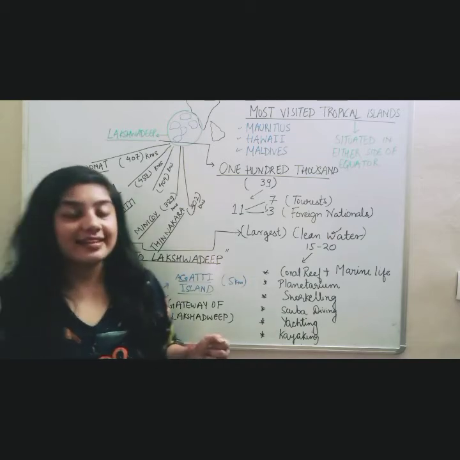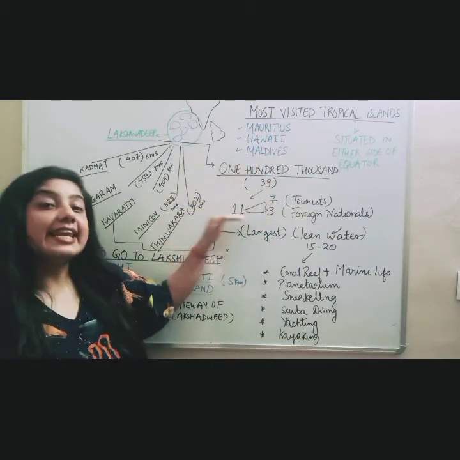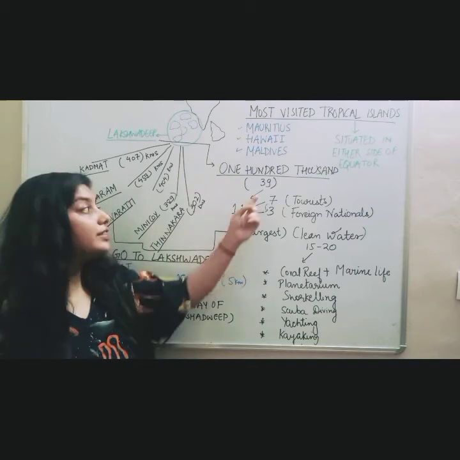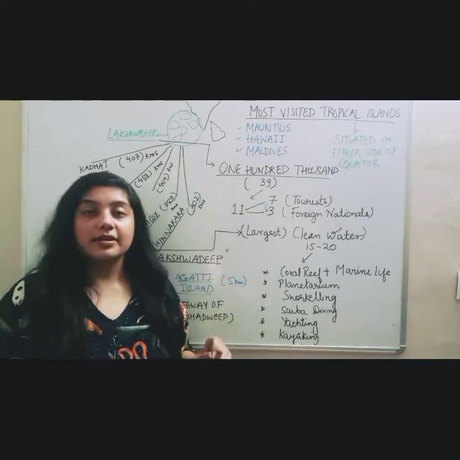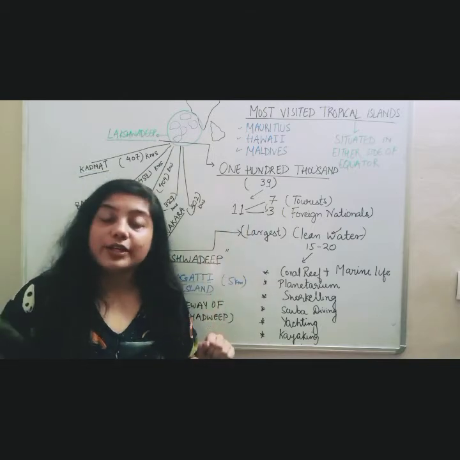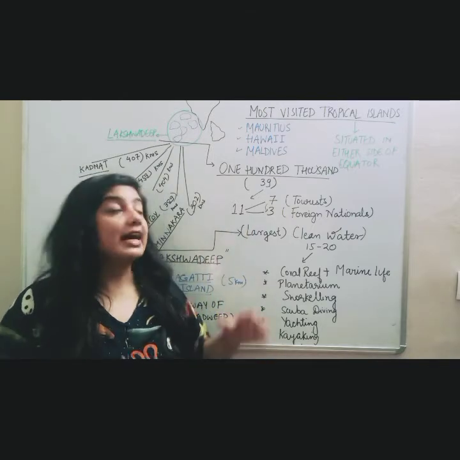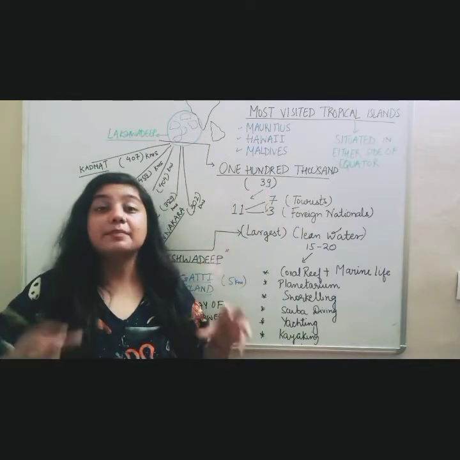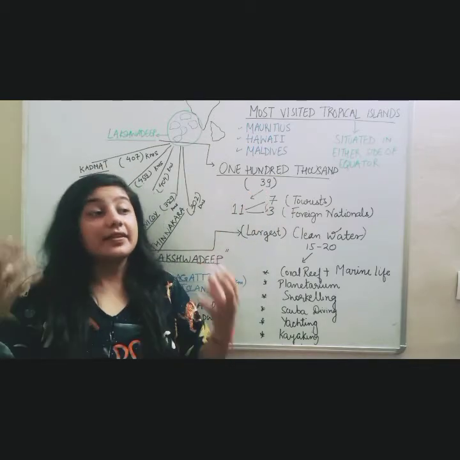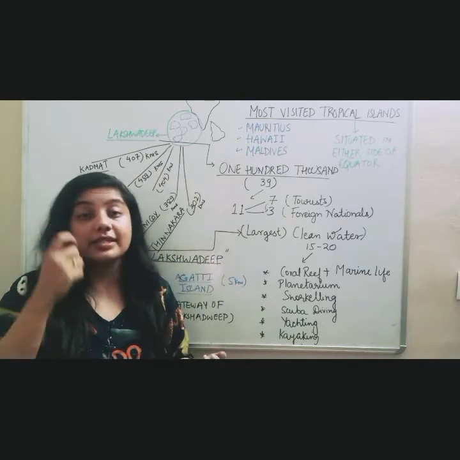Why do we need to go there when we already have our own tropical island, which is so beautiful, Lakshadweep? In Lakshadweep, 11 islands out of the 39 are inhabited. That means the remaining 20 or 21 islands are not inhabited. Nobody is living there. But out of these 39, 11 islands are inhabited. That means people are living there. You can find life there.